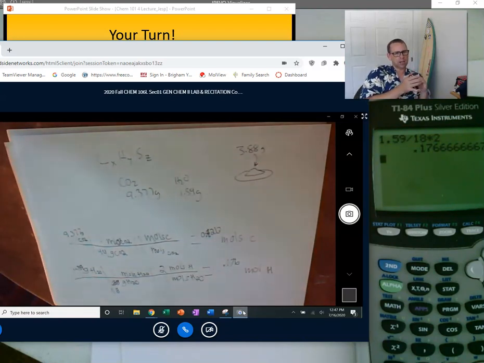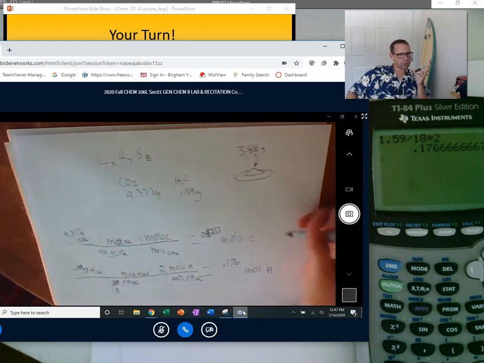Okay, now what's next? What are we supposed to do now? We got moles of carbon and we got moles of hydrogen. How do we get moles of sulfur?